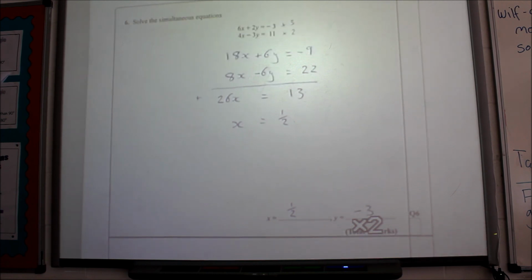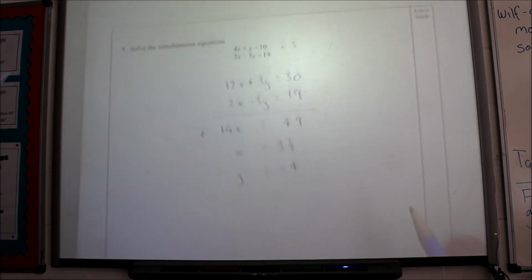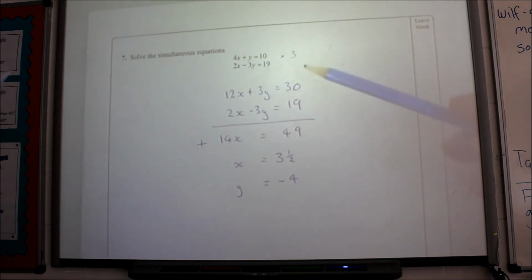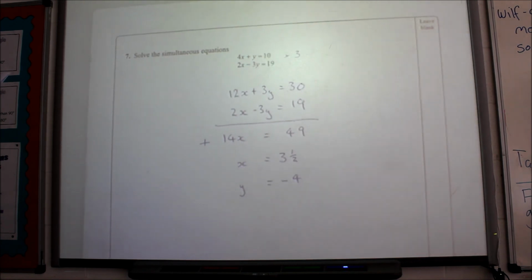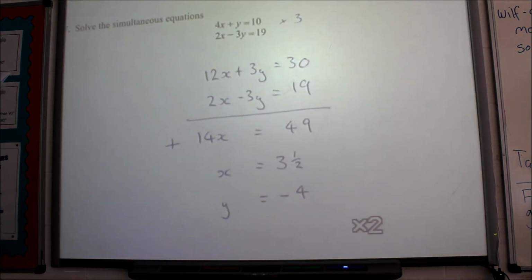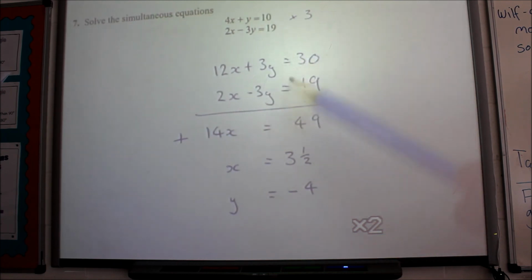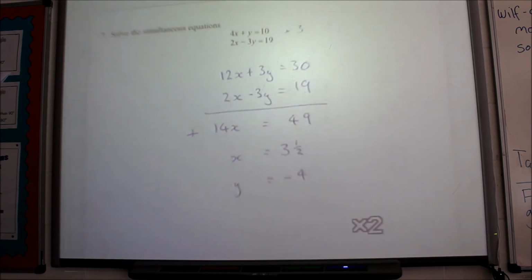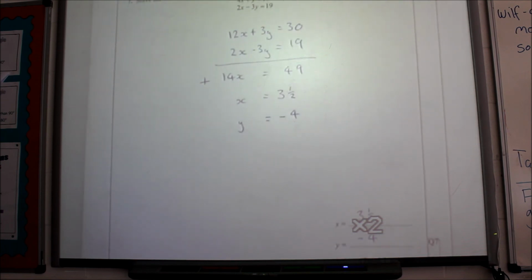Question number 7. Solve the simultaneous equations. I've got the y's the same by multiplying the top one by 3. Then I've added. That will cancel the y, so I'm left with 14x equals 49. So x equals 3.5, and plug that in at the top, and you'll get y equals minus 4. And those are your questions on simultaneous equations.